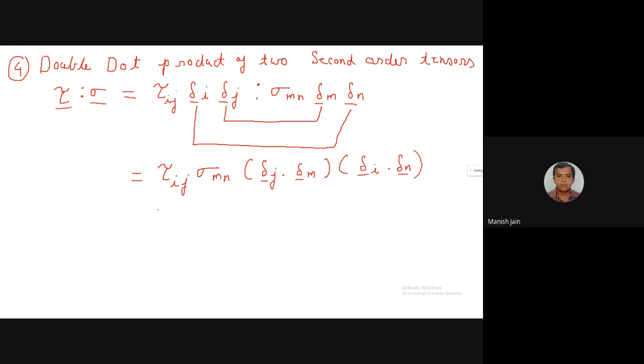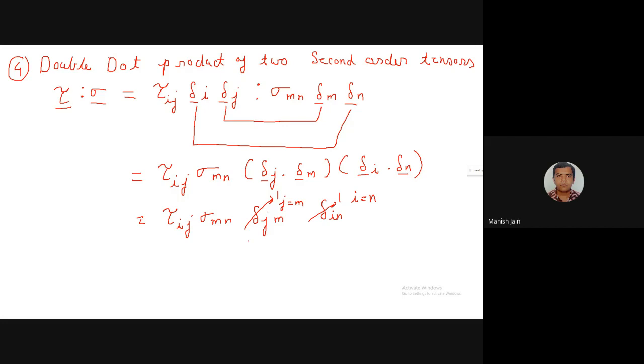Now nearest vectors and farthest vectors. That is equal to tau ij sigma mn. This will become Kronecker delta jm, which is equal to 1 when j equals m, and this will become Kronecker delta in, which is equal to 1 when i equals n. Otherwise the values of the Kronecker deltas are 0, and if it is 0 then the whole term will become 0, so that will not be written here.